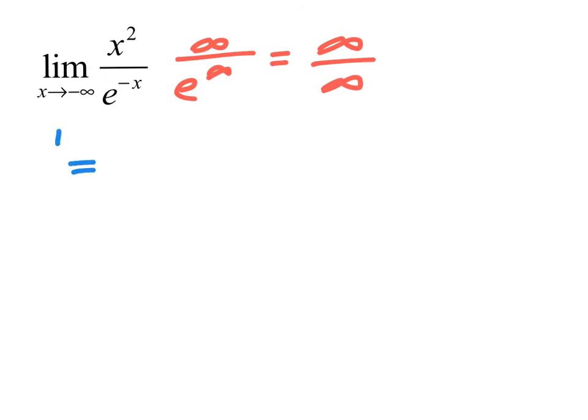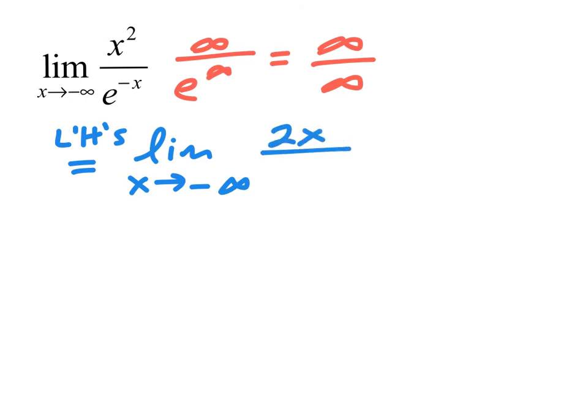So I'm making a note that I'm using L'Hopital's rule above the equal sign. And I'm going to differentiate the top over the bottom. So I end up with 2x on top, negative e to the negative x in the denominator. And now I'm going to see if I can plug in negative infinity and actually get an answer.